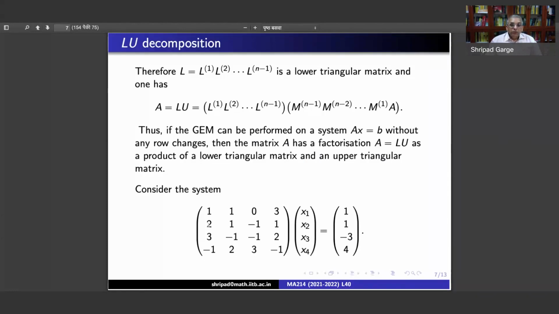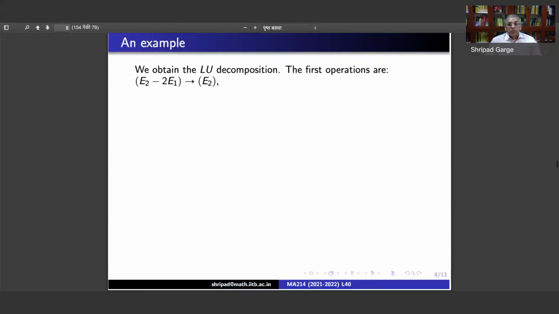From E2, we will have to remove twice of E1. From E3, we will have to remove thrice of E1. And to E4, we will have to add E1. These are the things which will give you 0 below the first entry, which is 1. So from E2 we need to remove 2 E1, from E3 we need to remove 3 E1, and to E4 we have to add E1, which is the same thing as removing the negative of E1.